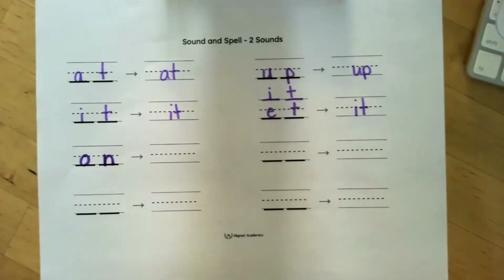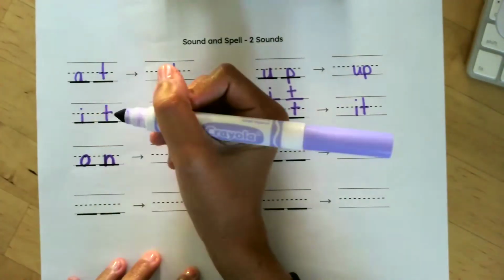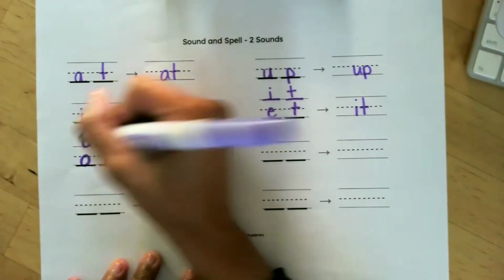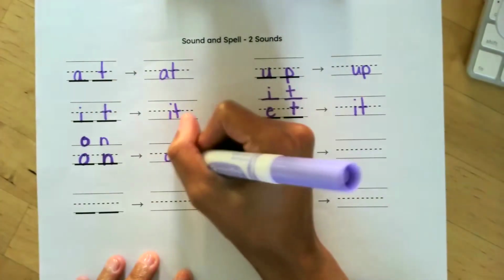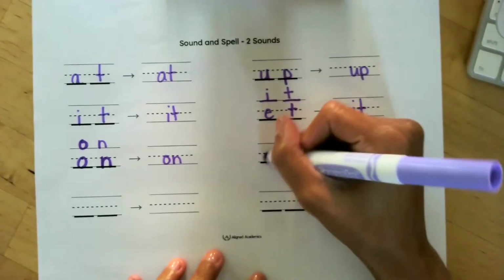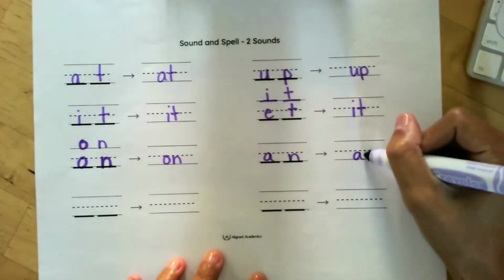So if they didn't do that the first time around, it's okay. I would just have them trace over just like how I did right here. Or if they want to rewrite it again, they could do that. /o/ /n/, and then they'll write it again for fluency. And then you'll just have them keep going and fill up the whole entire sheet.